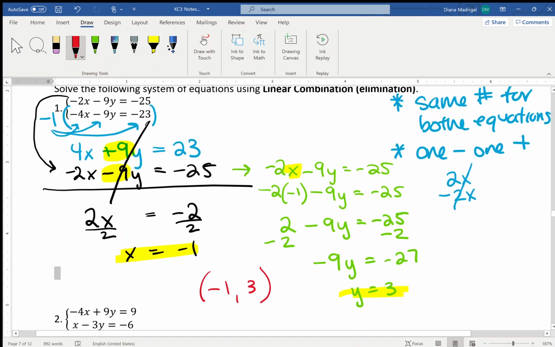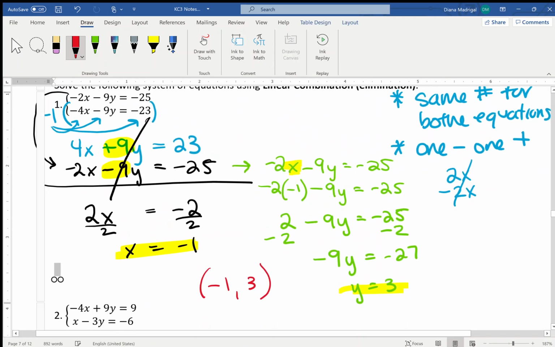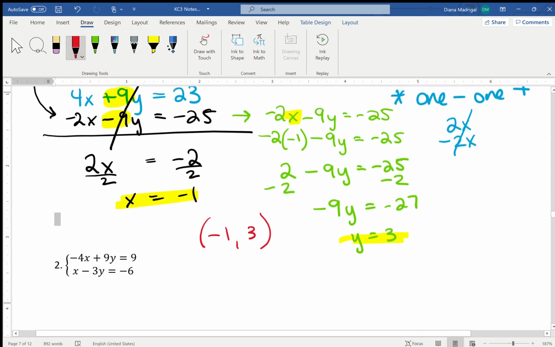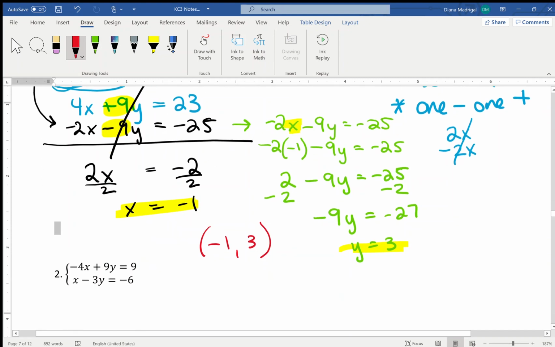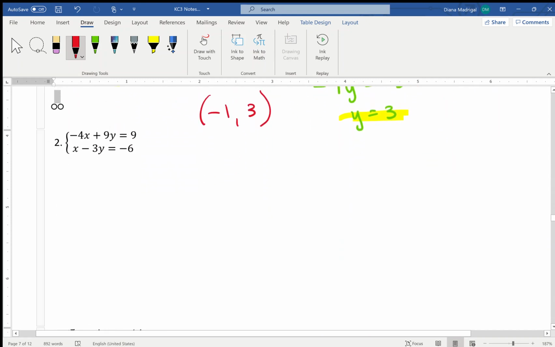Once again, you create the same number for both of them. If they give you the same number, all you have to do is switch one to negative or switch one to positive. That's it, okay? That one's a little bit easy because, as you can see, all I had to do was multiply by -1, okay? The next one, once again, they're both in standard form.